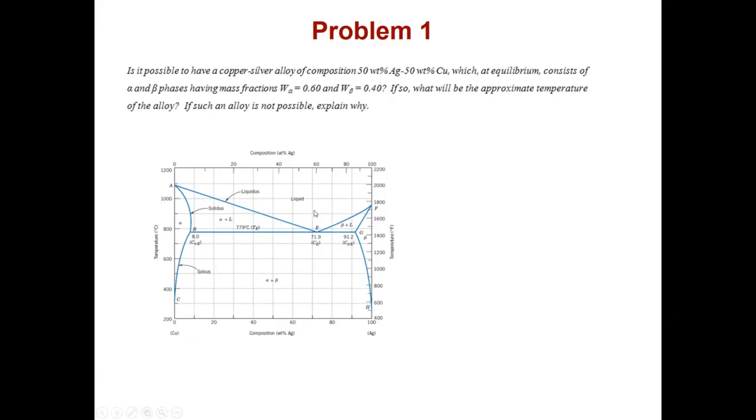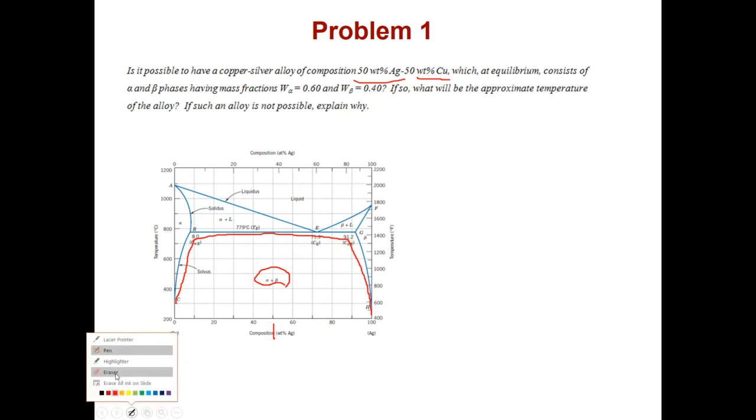Well, so we have got a composition of, say, 50% silver and 50% of copper, which is right here. This is the composition, or CO. And then we want to see if it is possible to have 60% of alpha and what is left, which is 40% of beta phase in the solid form. The solid form of alpha and beta is resulted in this region, right? In this region of the phase diagram down here.